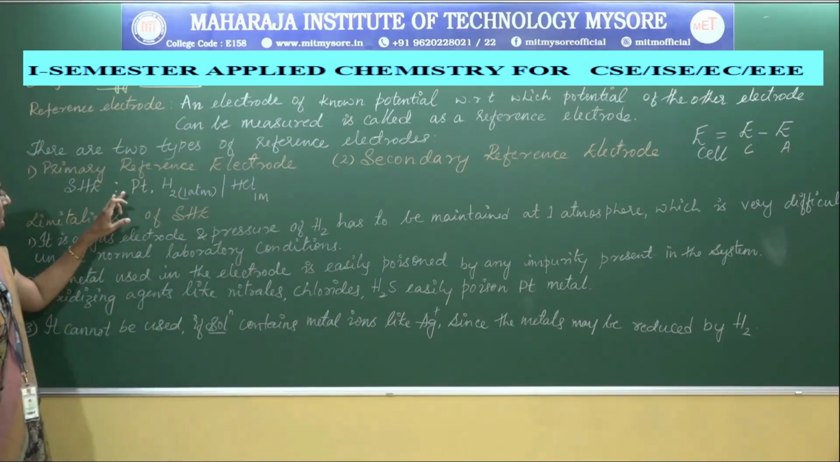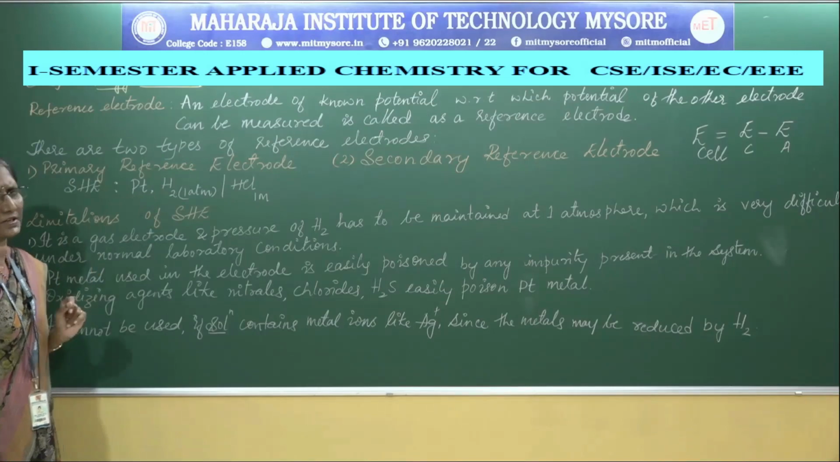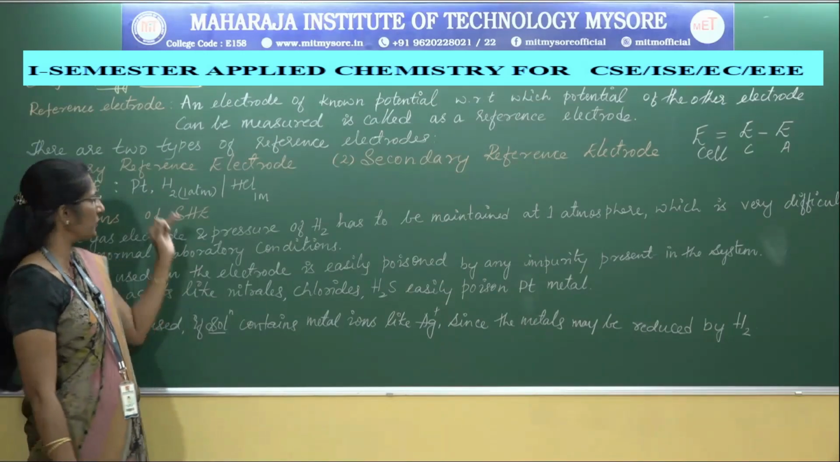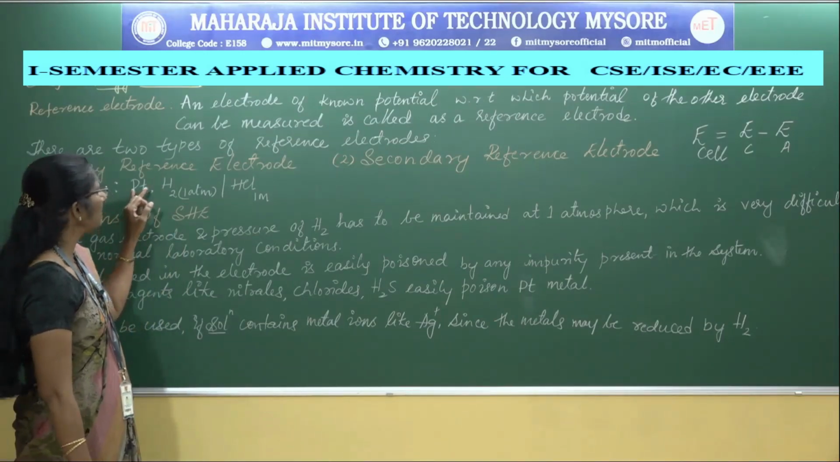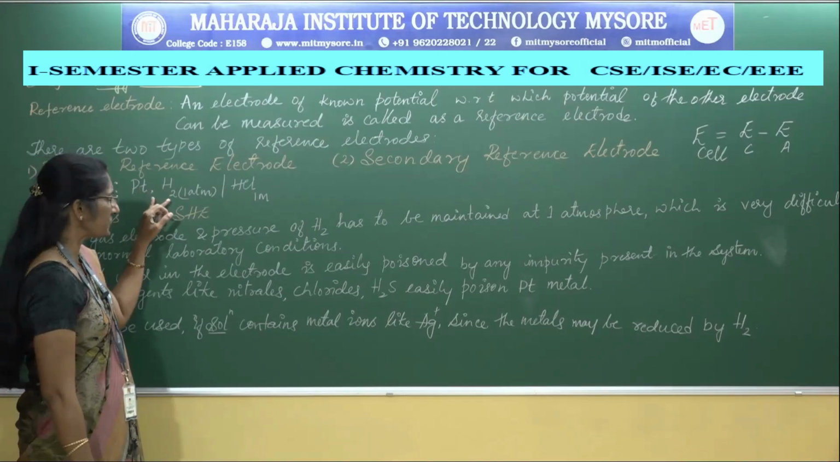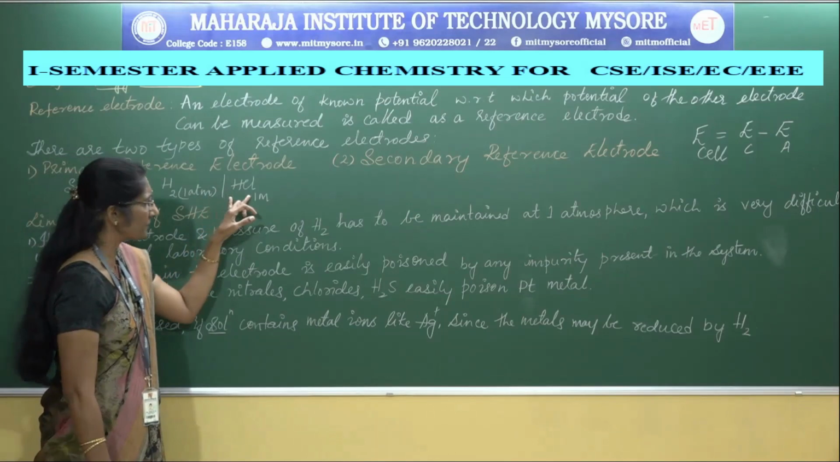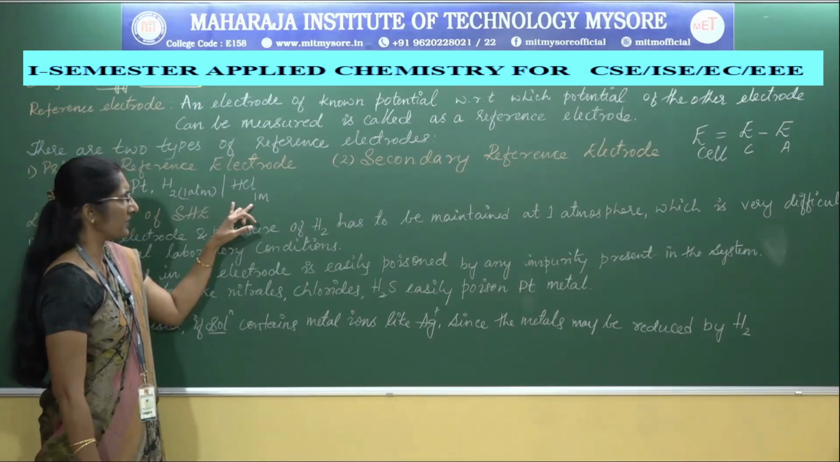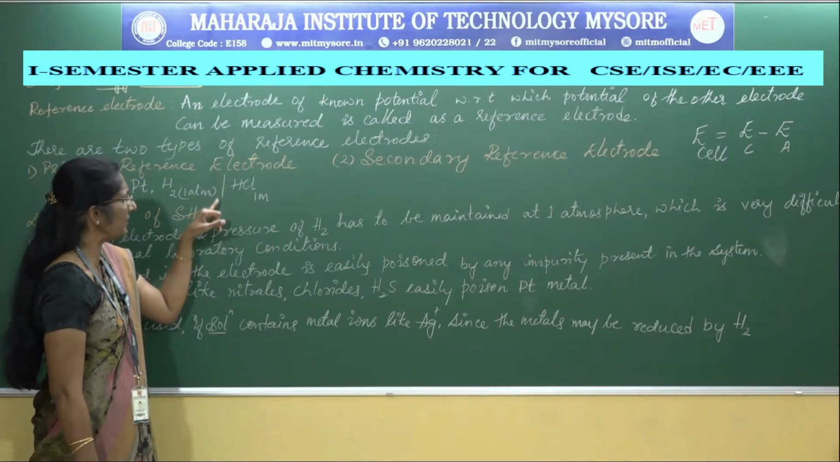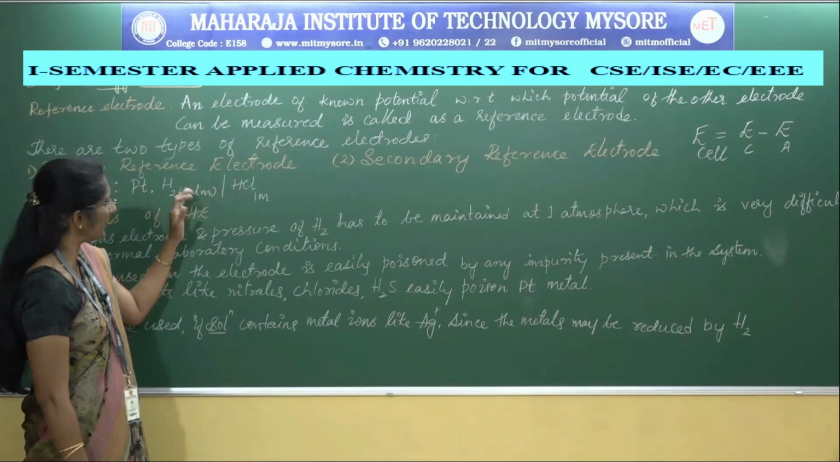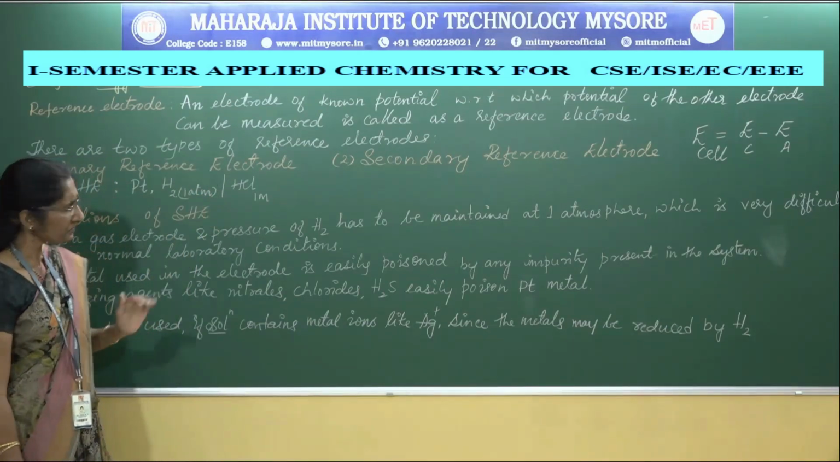Observe that this is the general representation of the standard hydrogen electrode: platinum, hydrogen gas, where the pressure should be 1 atmosphere, then HCl, whose concentration is 1 molar. The single vertical line represents the phase boundary.